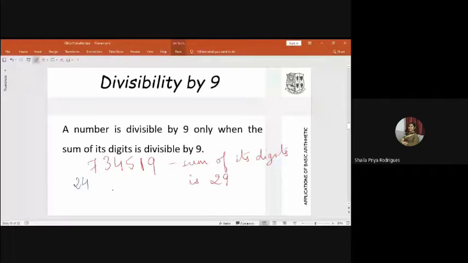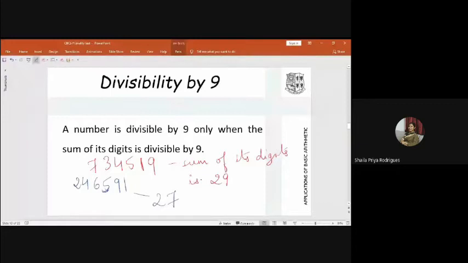2, 4, 6, 5, 9, 1. Okay, so what is the sum of its digits? It is 27. 27 is divisible by 9. So this number is divisible by 9 because the sum of its digits is 27, and 27 is divisible by 9.